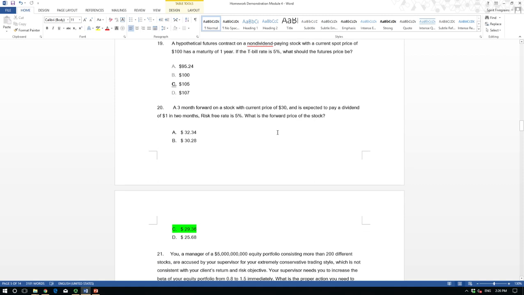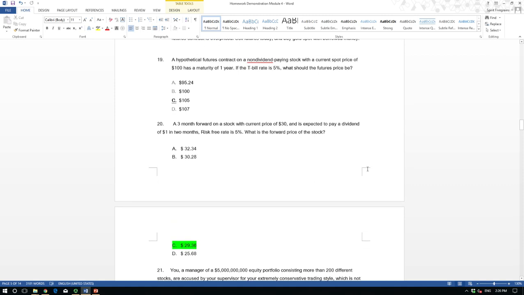Number 20, a 3-month forward on a stock with a current price of $30 and expected to pay a dividend of $1 in 2 months. Risk-free rate 5%. What is the forward price of the stock? Based on the equation, this forward price of the stock equals the stock price $30 minus the present value of $1, times 1 plus 5%, raised to the power of how many months? 3 months. That is 1/4. Right? How do we calculate the present value of $1?